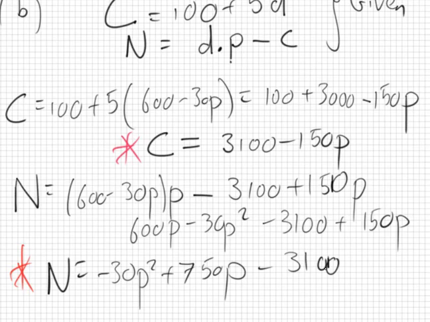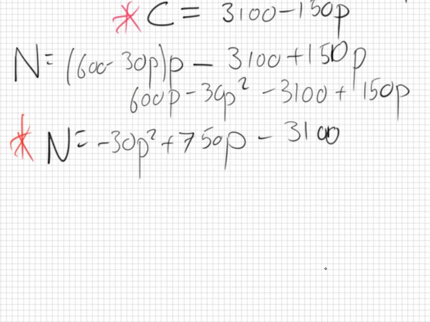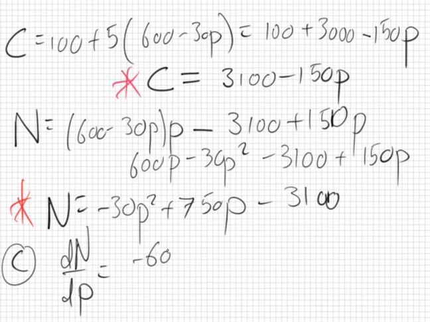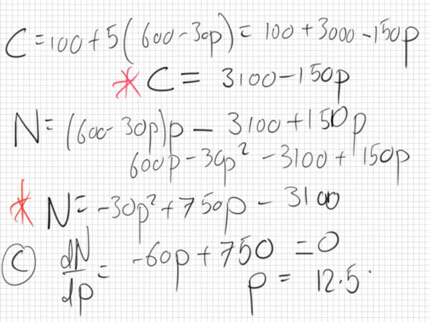Now, next part C, is find the maximum. So how do we find maximum? Well, derivative. So dN/dp equals minus 60p plus 750 equals 0. So p must equal 750 divided by 60, which is 12.5. That's the best price to use here.